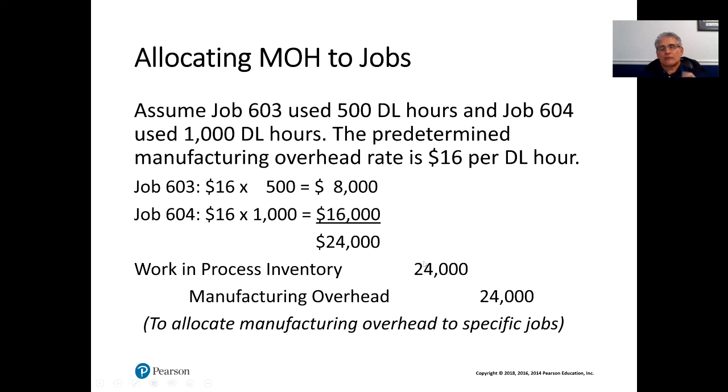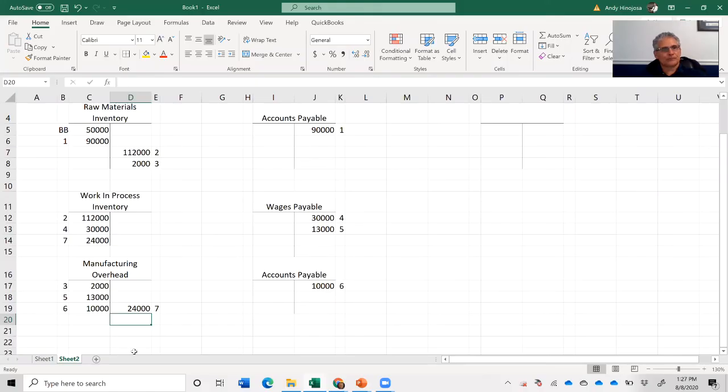We know that there's a very good chance, almost definitively, because there's no way you can be that precise, that what we're allocating is different than the actual. Hopefully it's not off by much, but let's hope that we're reasonably accurate. So 24,000 into work in process and 24,000 taken out of manufacturing overhead.